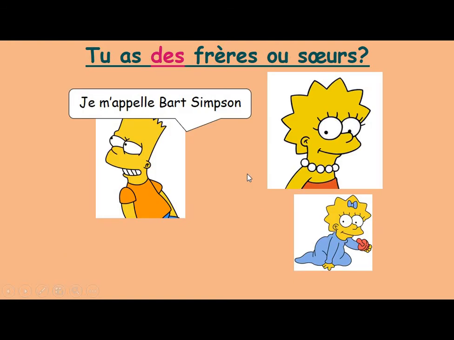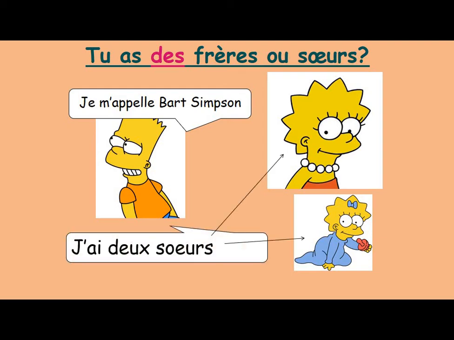Next. How about Bart then? If you are Bart Simpson, you've got 2 sisters, how would you write this in French? Write down your answer now. Okay, so you now need to compare your written answer with this. J'ai 2 sœurs. Adding an S because it's plural.